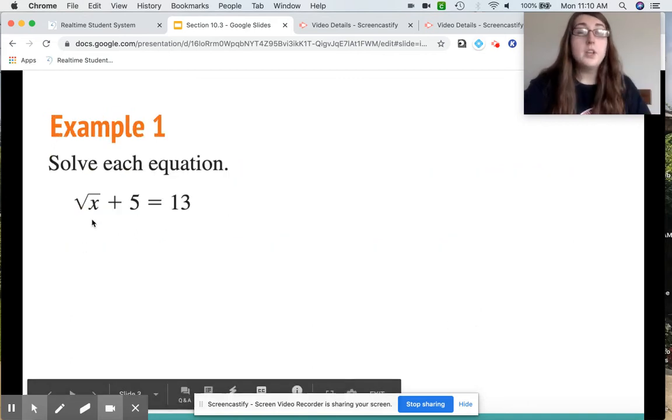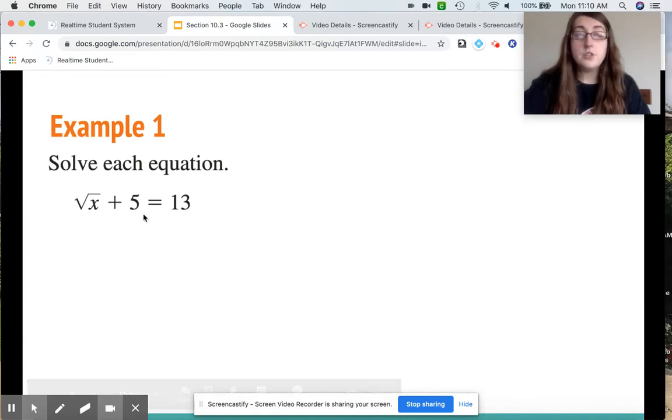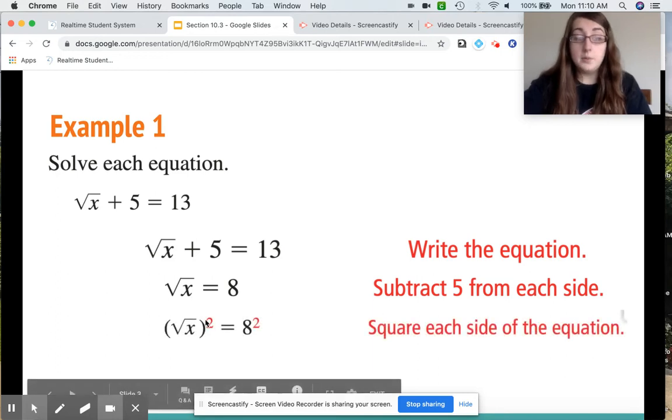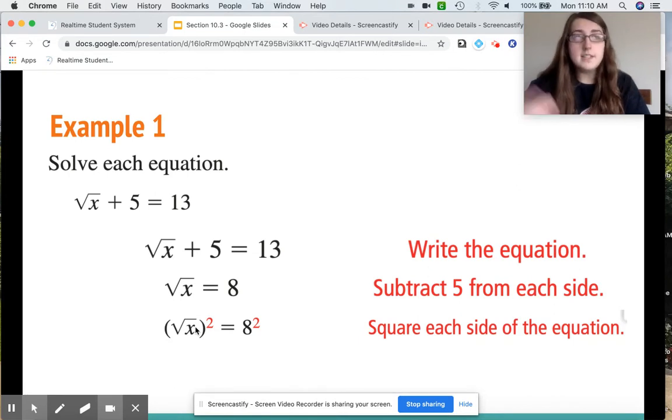So for example, we need to isolate our radical. So we want to isolate the square root of x. So you're going to subtract 5 from both sides. Doing so, now you're left with the square root of x equaling 8. In order to eliminate the square root, you're going to square both sides. Squaring both sides cancels out the square root, just like when you had x squared and you could take the square root of both sides. This is now the opposite. So you're going to square both sides, and now you get 64, and you solved for x, and that is your final answer.